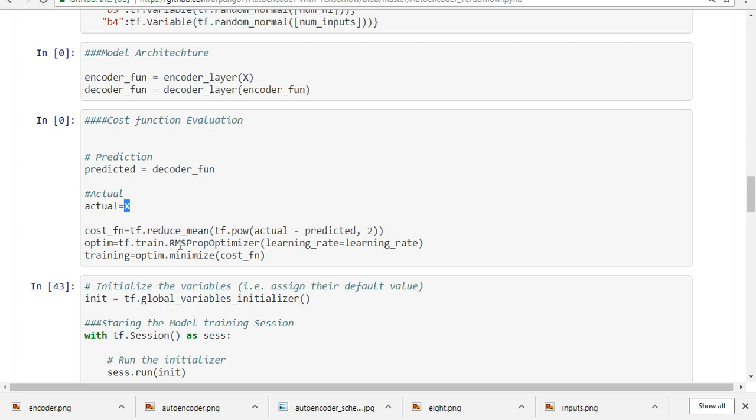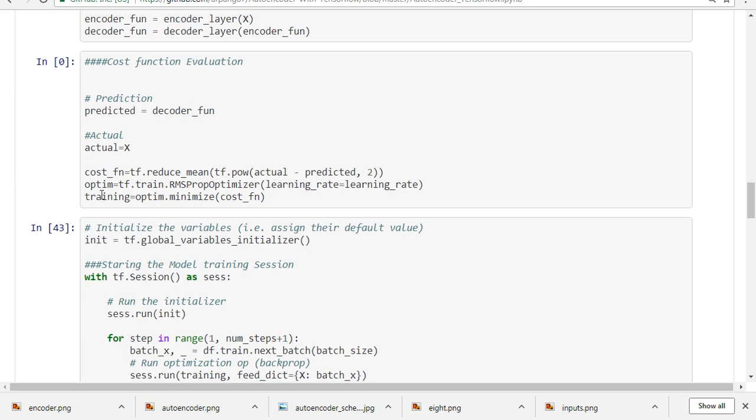Now you are using the RMSProp optimizer, which is similar to the gradient descent optimizer, and there are lots of others like the Adam optimizer and so on. We are right now using the RMSProp optimizer, and the learning rate is what you have already given above. You can change it according to your convenience, and then the training step is optim.minimize, which is this optim function, and you are trying to minimize the cost function. So using this RMSProp optimizer algorithm, you are trying to minimize this cost function, which is the RMSE between the actual and the predicted.